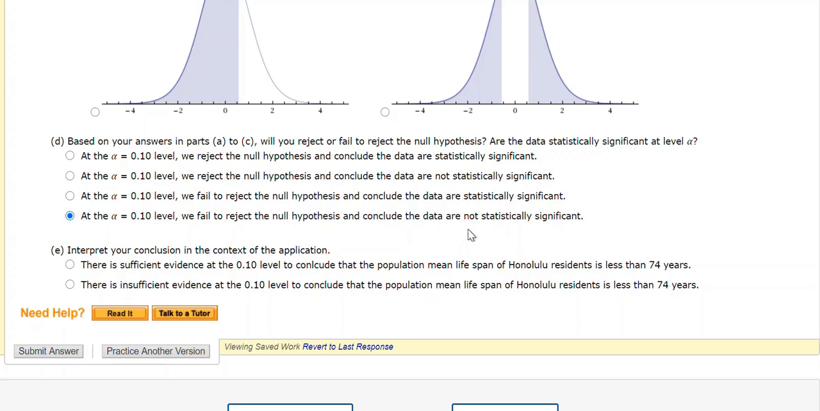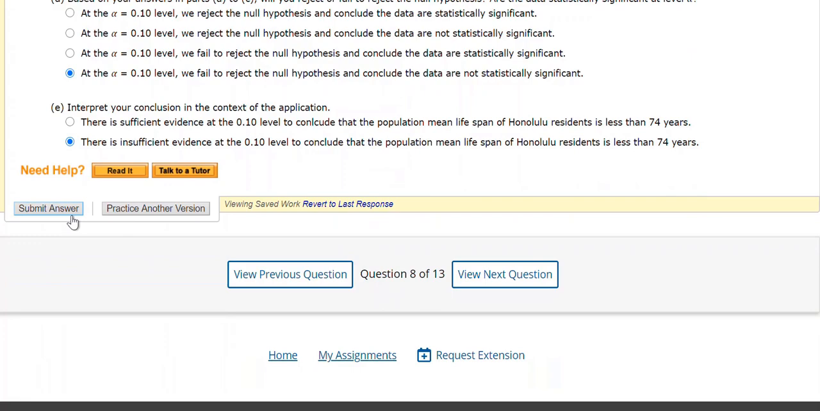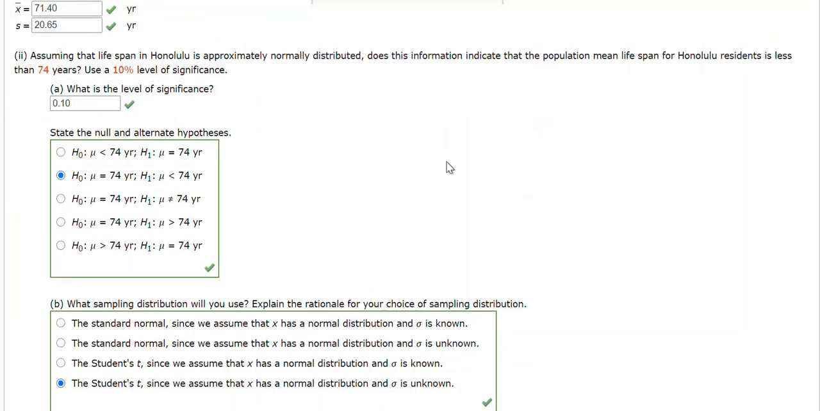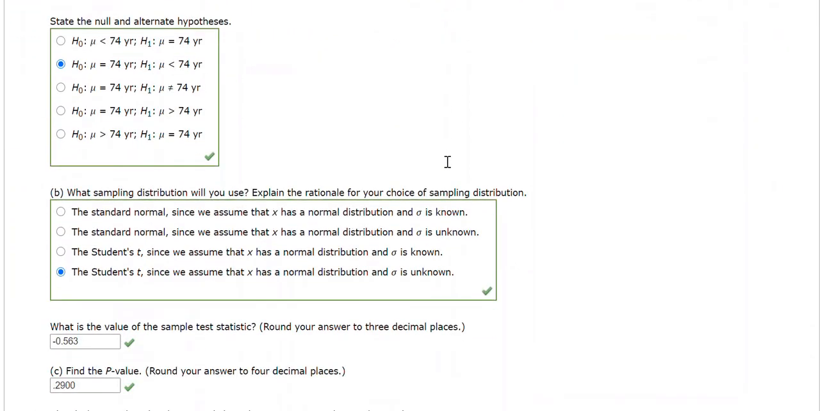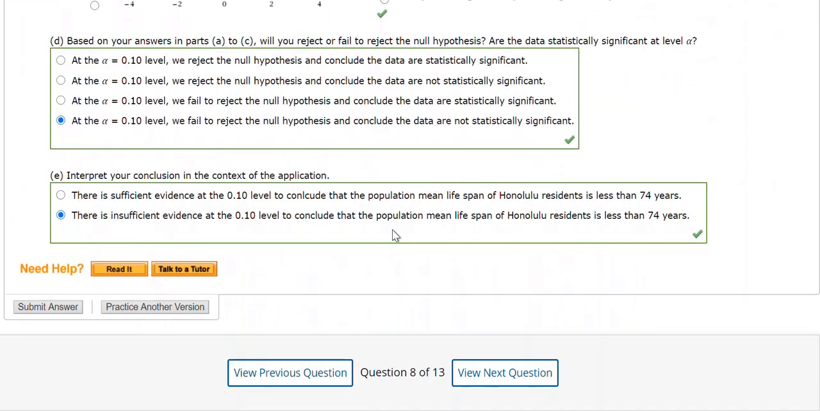All right, so interpret my conclusion. So there is insufficient evidence at the 0.10 level to conclude that the population mean is less than 74 years. So there's insufficient evidence. Okay, so let's submit our answers and see how we did. And it looks like for all of our questions, we got the green check mark, and it looks like we did it right.